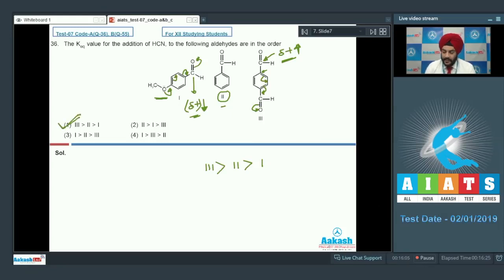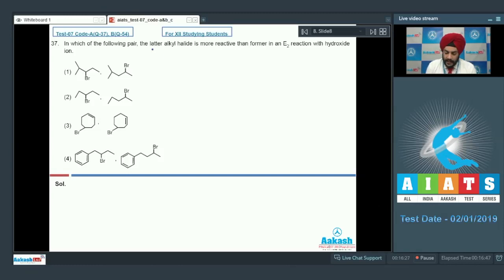Let us look at the next question. In which of the following pair the latter alkyl halide is more reactive than the former in an E2 reaction with hydroxide ion? The E2 reaction is going to lead to the formation of an alkene. So students, whenever an alkene is formed, the product stability is one of the major factors which decides the major product.